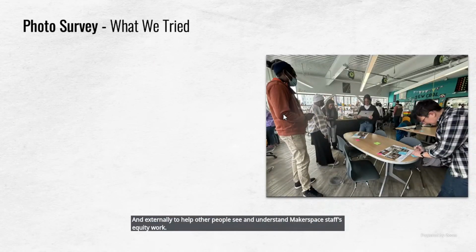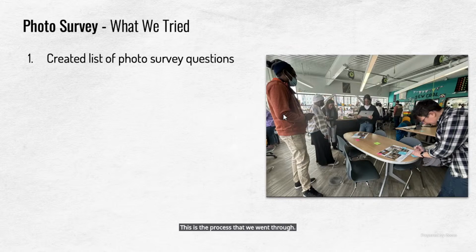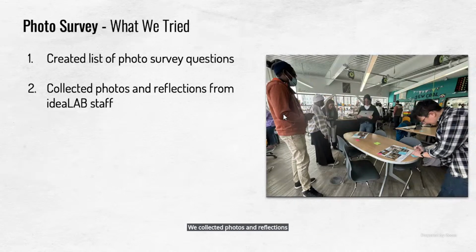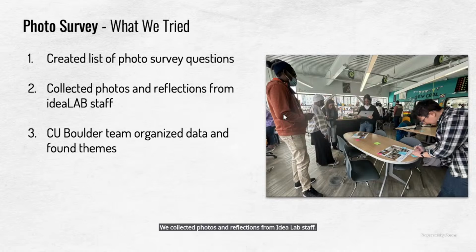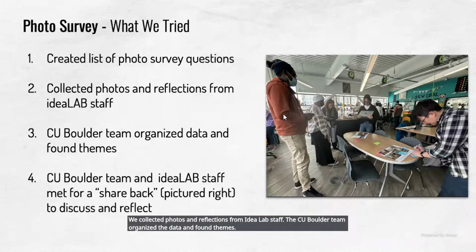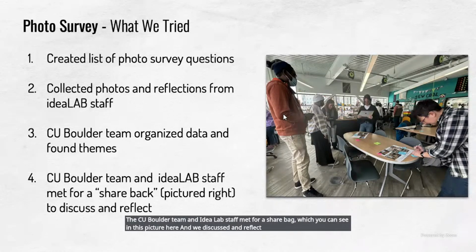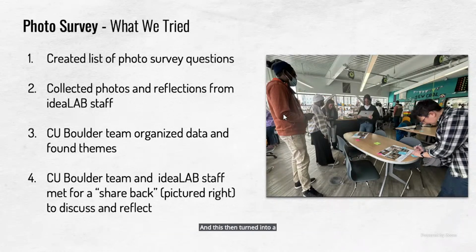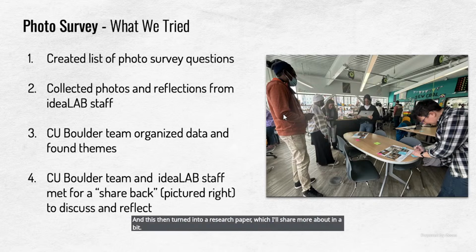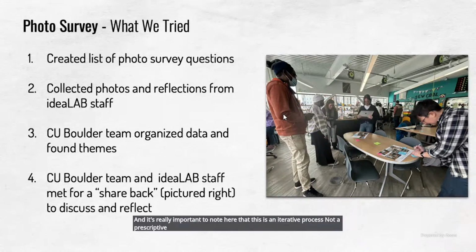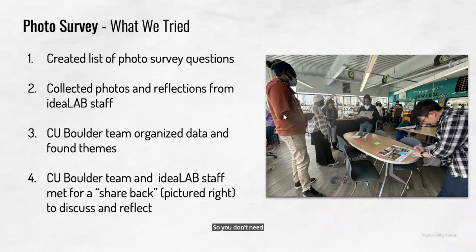This is the process that we went through. We created a list of photo survey questions. We collected photos and reflections from Idea Lab staff. The CU Boulder team organized the data and found themes. The CU Boulder team and Idea Lab staff met for a share bag, which you can see in this picture here, and we discussed and reflected on the results. And this then turned into a research paper, which I'll share more about in a bit. It's really important to note that this is an iterative process, not a prescriptive process. So you don't need to follow these steps or have an outside team if you'd like to try this process yourself.